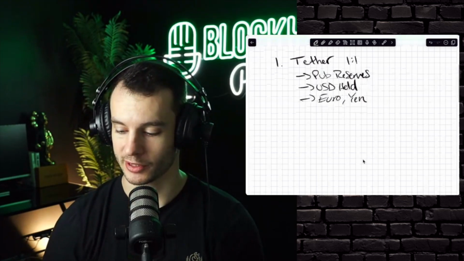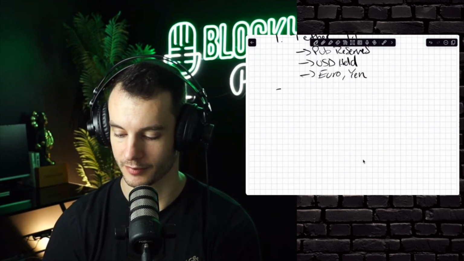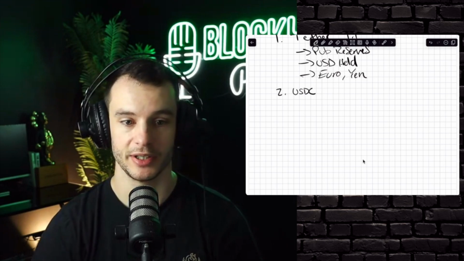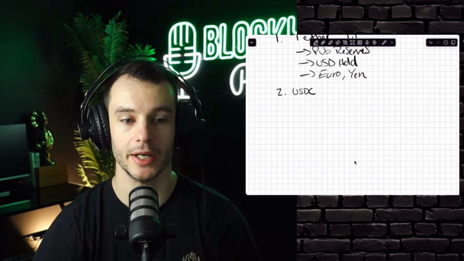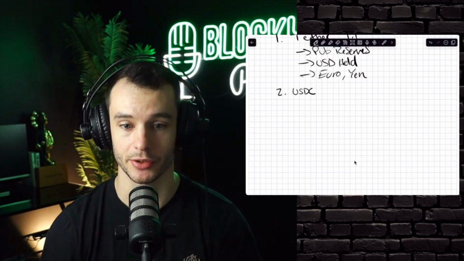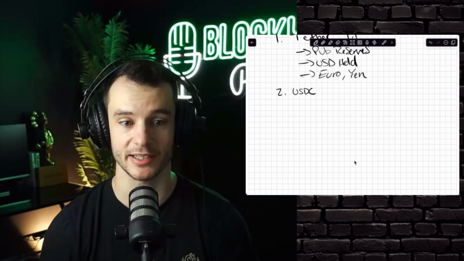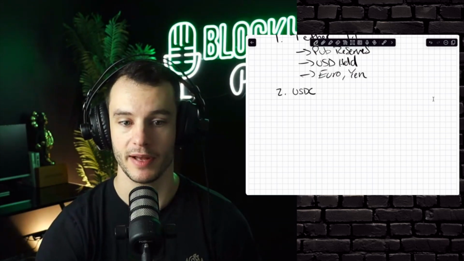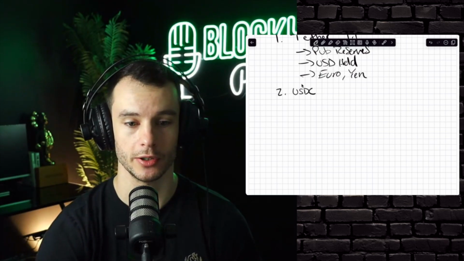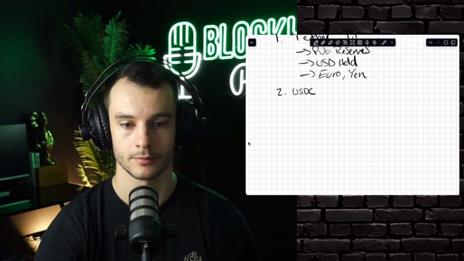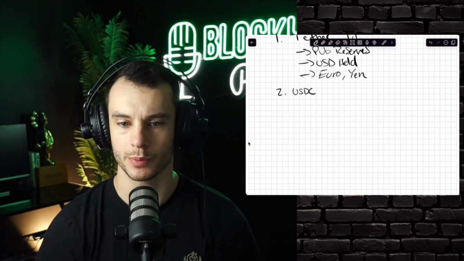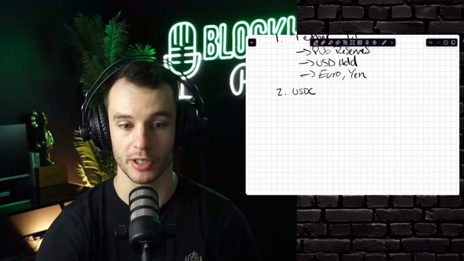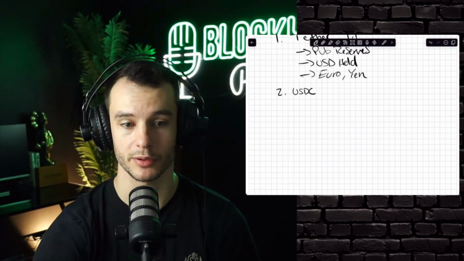The second one that I want to cover, and this one is my personal favorite for many reasons, is USD Coin. Now, USD Coin has emerged as a robust contender in the world of stablecoins. Launched in 2018, it has gained prominence for its steadfast connection to the US dollar and its potential to provide stability in the turbulent cryptocurrency market. Here's a concise overview of USDC.